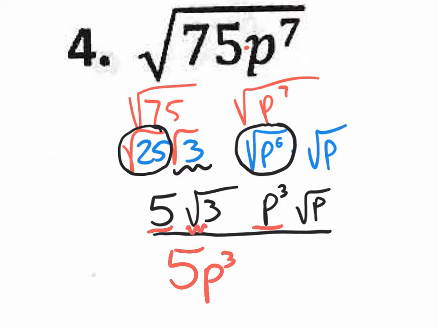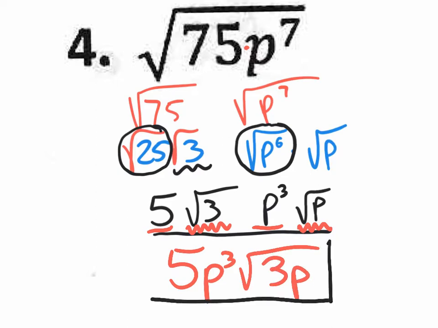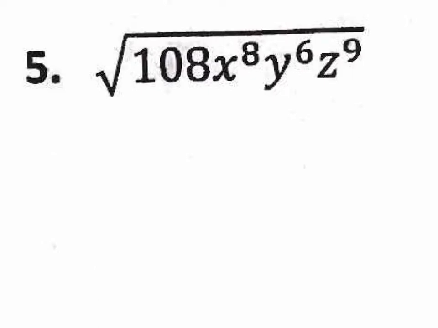And then this radical, square root of 3, I can't do anything with that. And that radical, the square root of p, I can't do anything with that. So I want to put both of them underneath the same square root, 3p. And ladies and gentlemen, this is it. This is our answer for number 4. Split up the root on number 5.